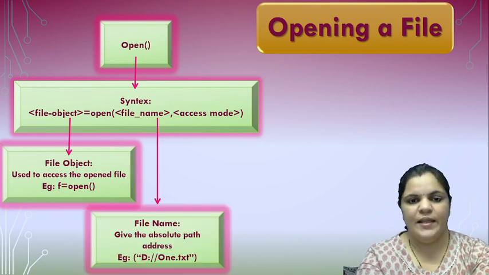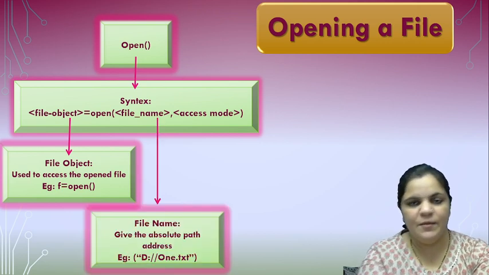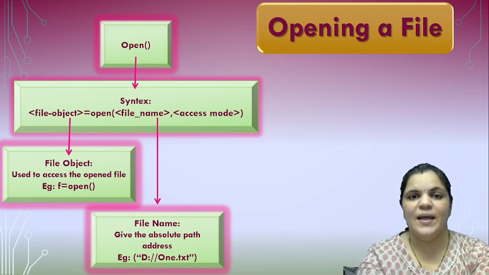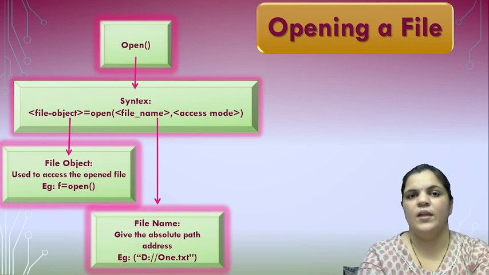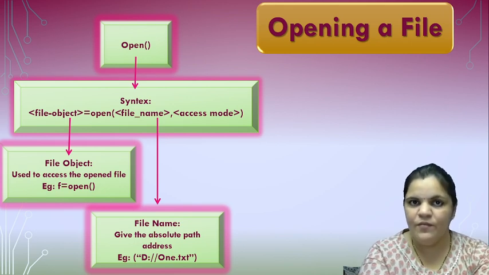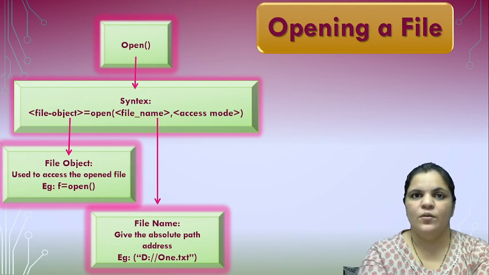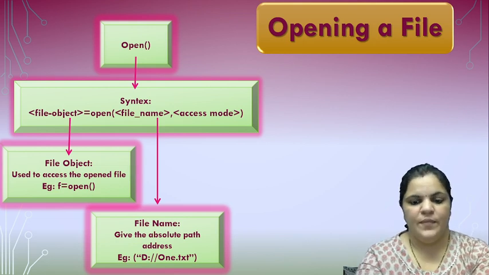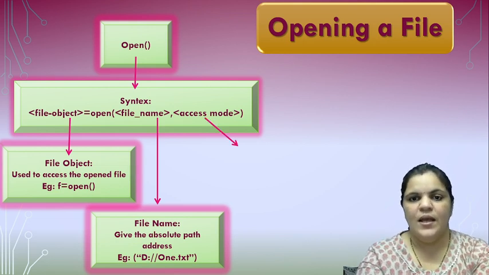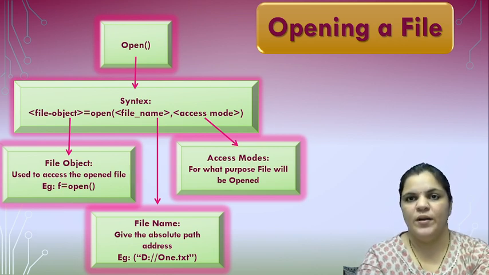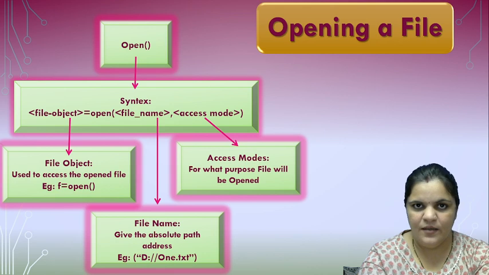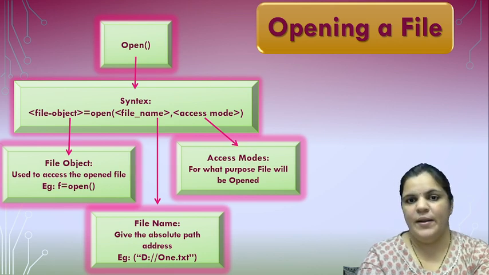Then comes file name. It is the name of the file which includes the absolute path address. Like here in the example I have written d:1.txt, which means in the D drive one text file is there, whose name is 1. Then comes access mode. Access mode means for what purpose the file will be opened: for reading, for writing or for appending.